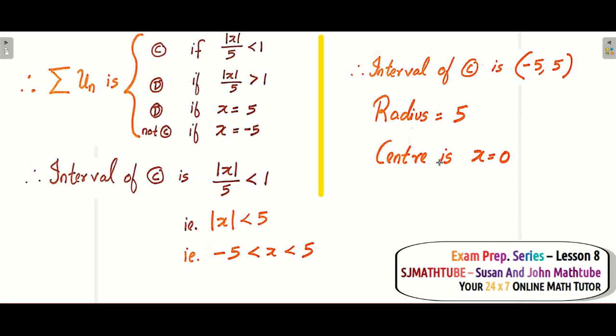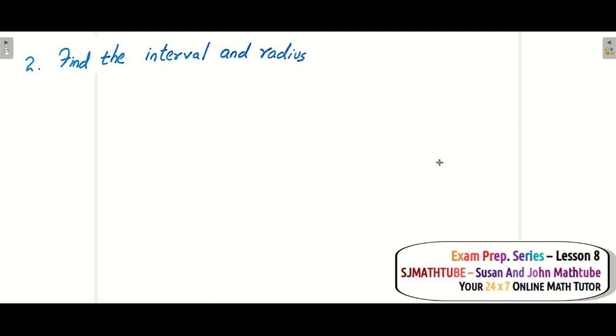Okay, let's try one more question. It's very important and it was in the past paper. And I'll repeat once more. I have never seen a past paper question without interval and radius of convergence. Okay, so let's move ahead.